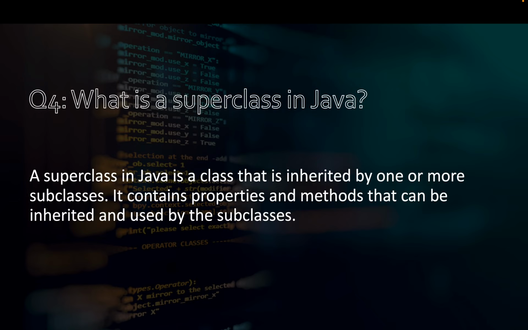Question number 4. What is a superclass in Java? A superclass in Java is a class that is inherited by one or more subclasses. It contains properties and methods that can be inherited and used by the subclasses.